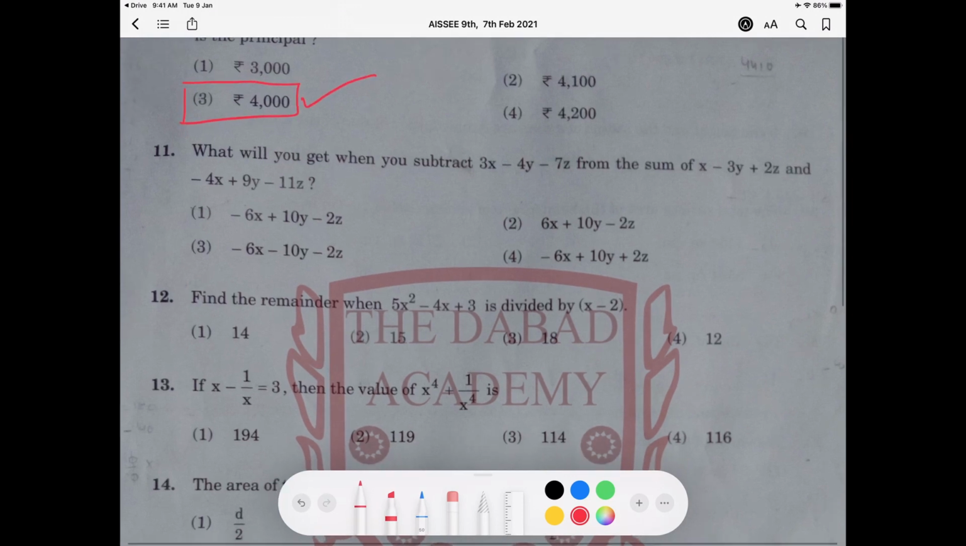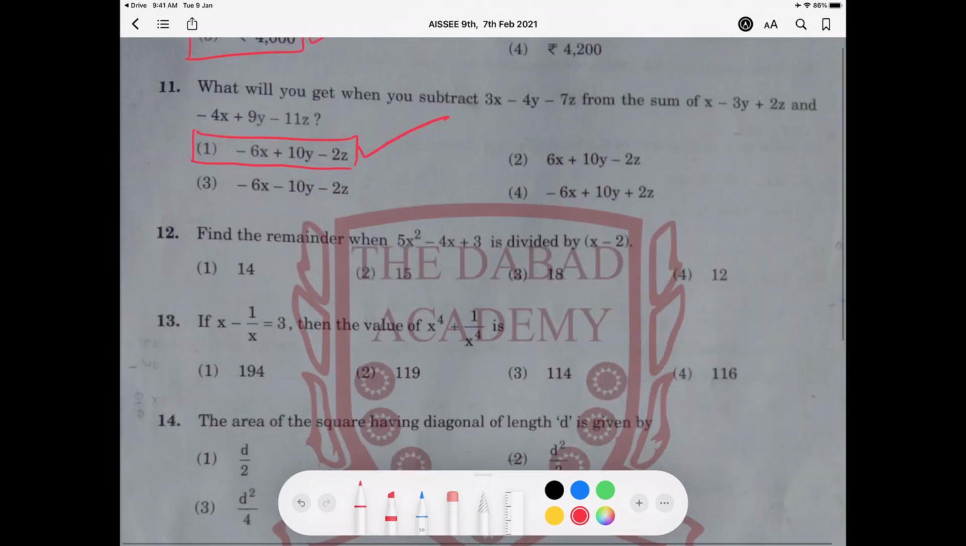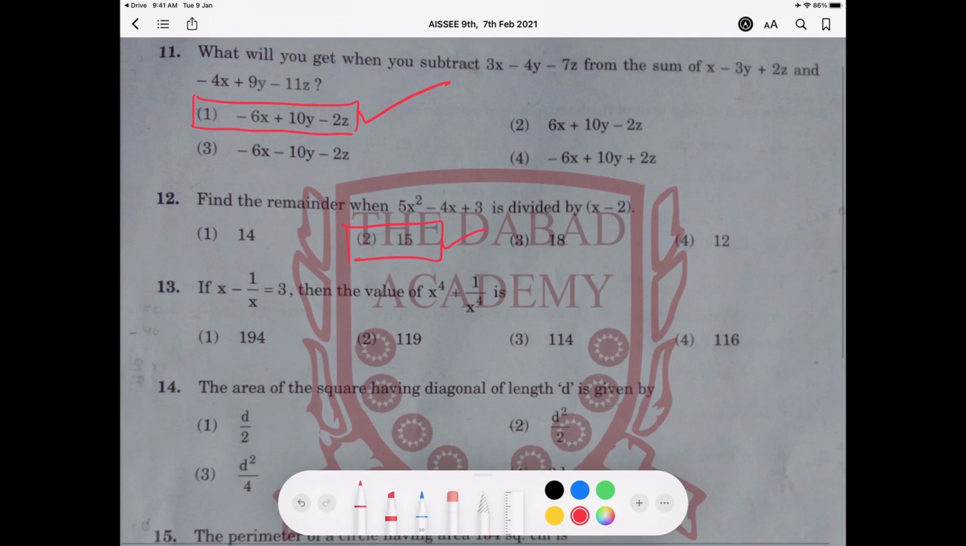In question number 11, what will you get when you subtract this from the sum of this and this? It's a question on basic algebra, and the correct answer for this is minus 6x plus 10 by minus 2z, which is option number 1. In question number 12, the correct answer is option number 2nd. Find the remainder when this particular quadratic equation is divided by x minus 2. So the answer would be 15.